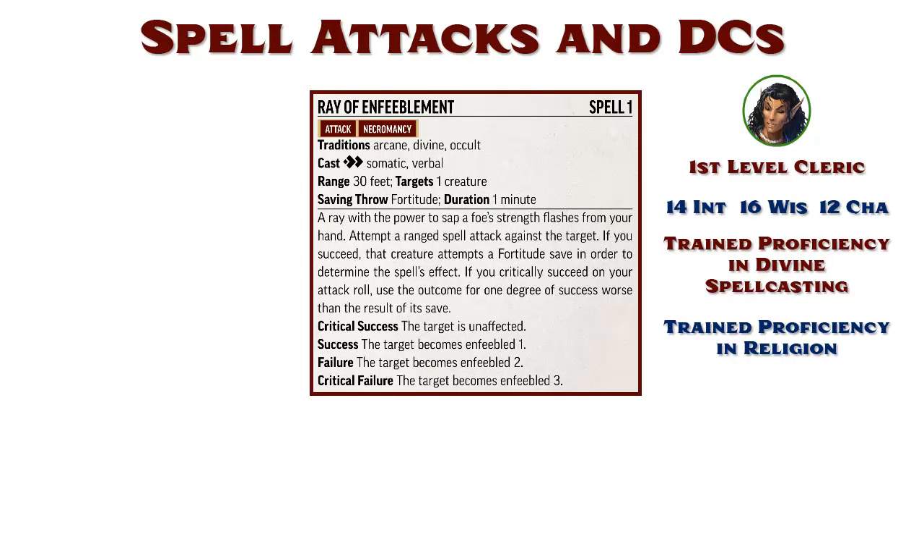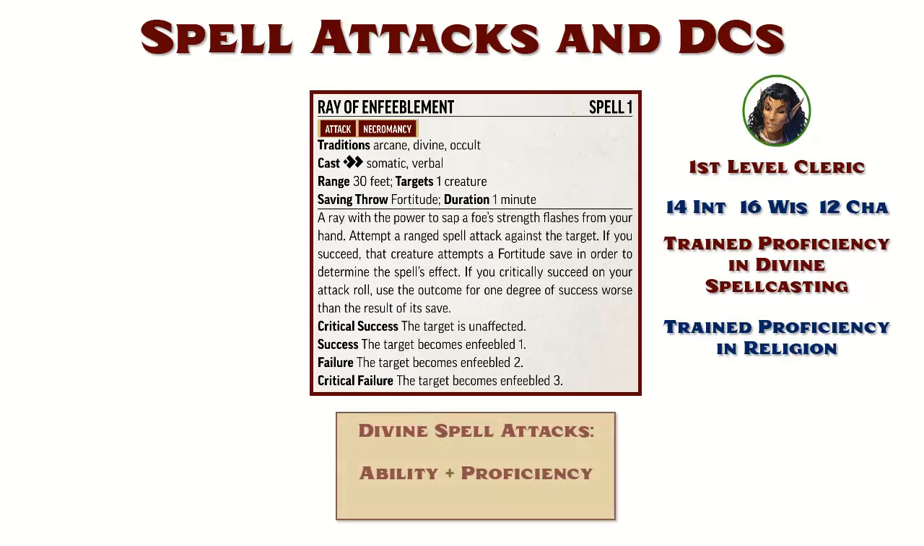First, we calculate his spell attack bonus, which is Ability Modifier plus Proficiency. As a Cleric, he uses Wisdom as his spellcasting ability. His Wisdom score is 16, which is a +3 modifier. And he has Trained Proficiency with Divine Spellcasting. Trained Proficiency is 2 plus level. He's first level for a total spell attack bonus of +6.